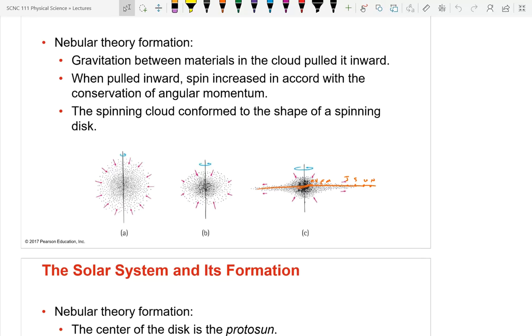So how do the planets form then? How do we get these planets if everything's being pulled in by gravity? Think about it. Give me some ideas. How do we get planets instead of everything being in the sun?